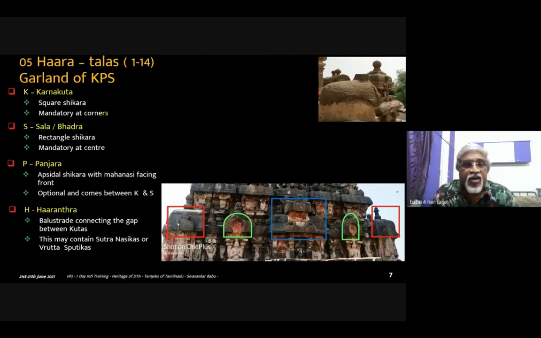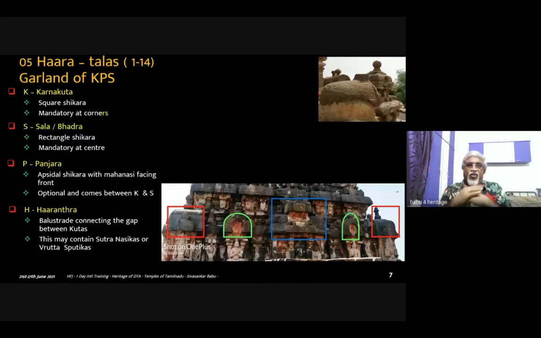There is one more concept called Hara Antra. Hara means garland. Antra means inside. So from the garland of these many temples, it goes slightly inside. So this is the balustrade connecting the gap between the kutas. It may contain Sudra Nasikas or Vrittasputika or any of the other pillar embellishments which we saw in the earlier classes. So this is how one layer is structured, and like that we can have multiple layers to build to the top of the temple.